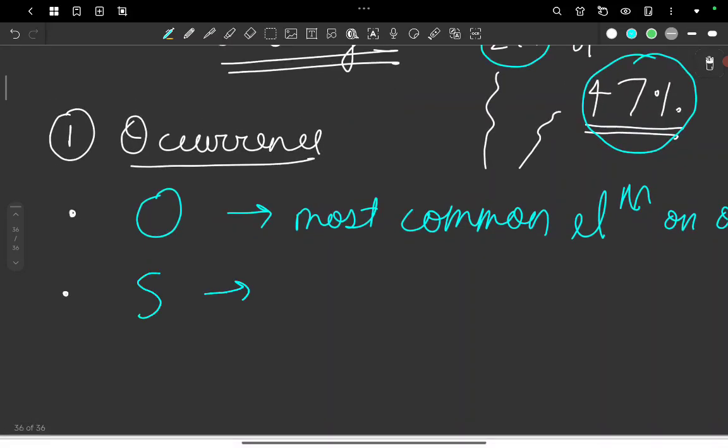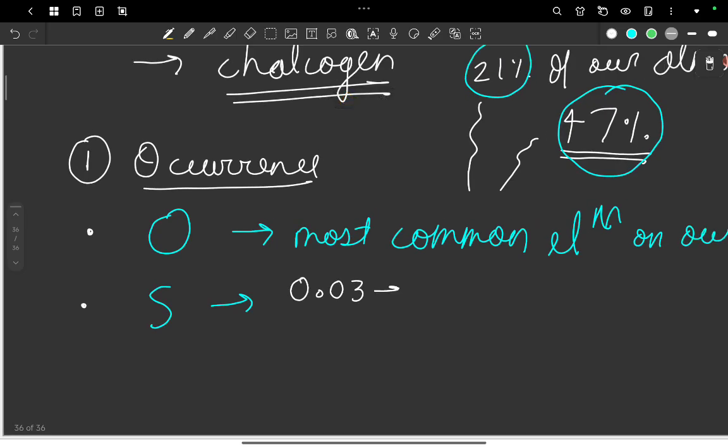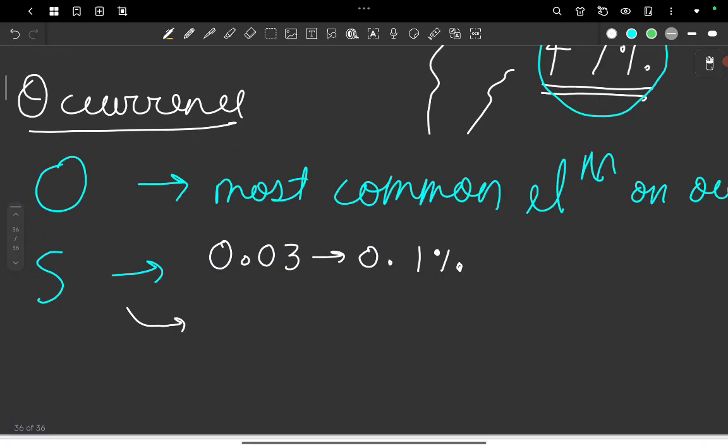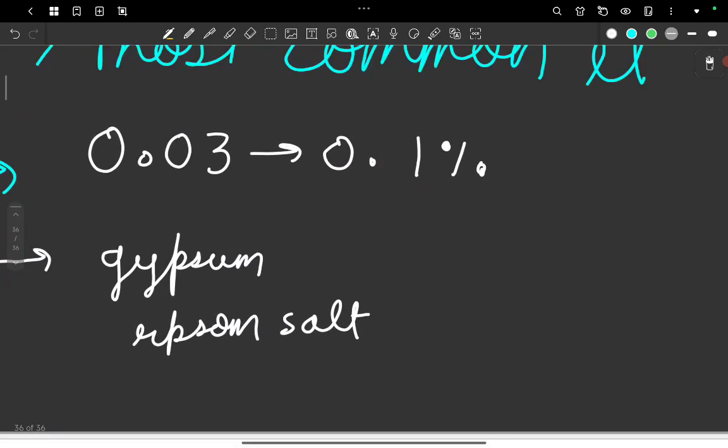Sulfur, you need not remember this, but this is only around 0.03 to 0.1% of the Earth's crust. And sulfur exists in sulfates. Like sulfates are its ores. What are ores? Like maybe gypsum or Epsom salt. I don't know if you need to remember this, but you cannot trust our beloved agency, so I would appreciate it if you remember the names of these ores. Gypsum, Epsom salt, and barite.